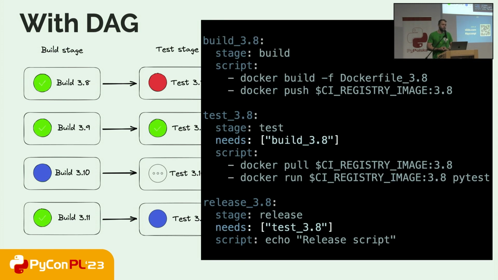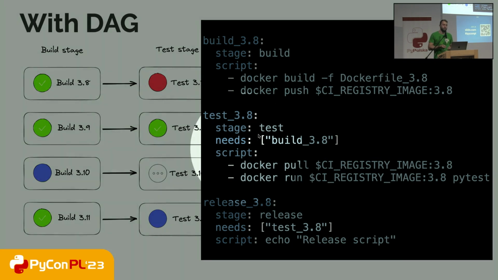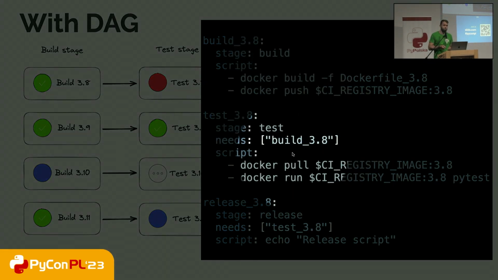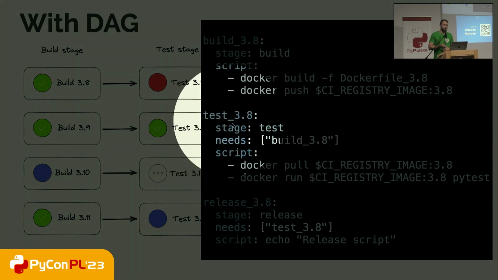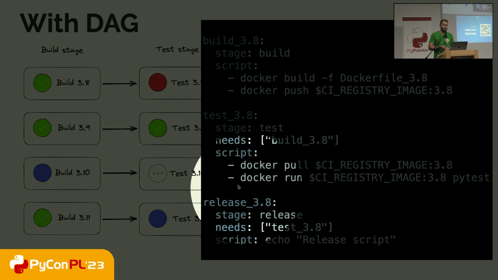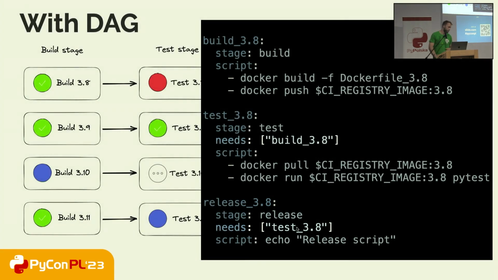And in terms of code, all we need to do is to add this needs parameter that specifies which job has to finish successfully before this job can start. So here we have test 3.8 needs build 3.8, and release needs the test.